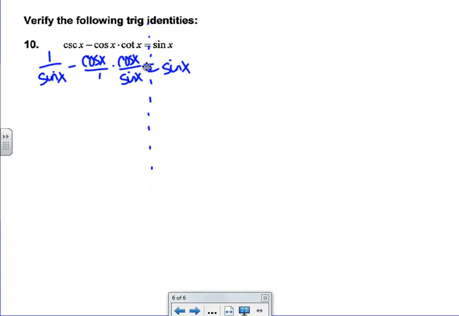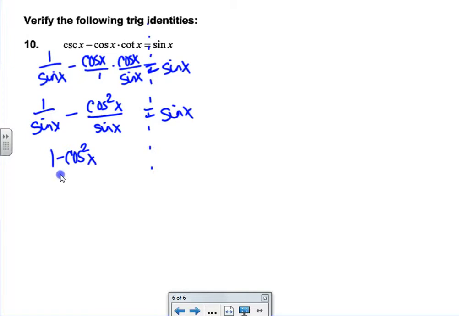Now we think about algebra. I have cosine times cosine on top of that fraction. So right now I have 1 over sine minus cosine squared over sine. And I notice that my fractions have common denominators, which means that I could write them as one fraction. So up in my numerator, I really have 1 minus cosine squared over the common sine. Well, this is great news because 1 minus cosine squared is that Pythagorean trade. It's equal to sine squared.